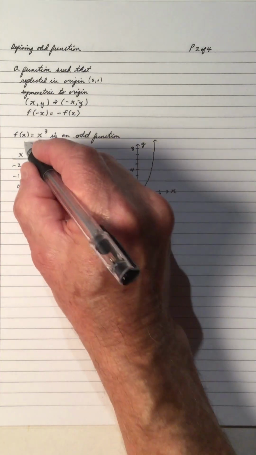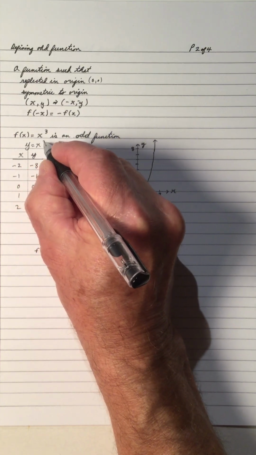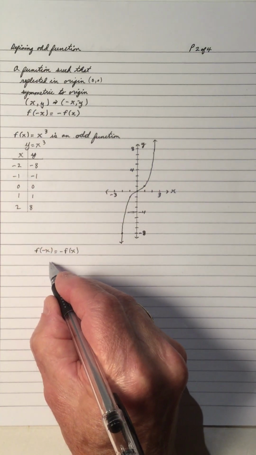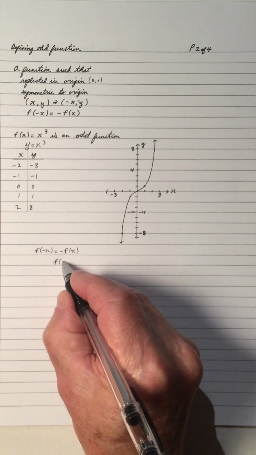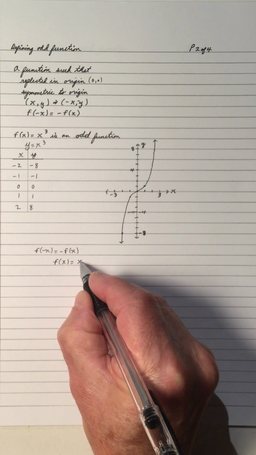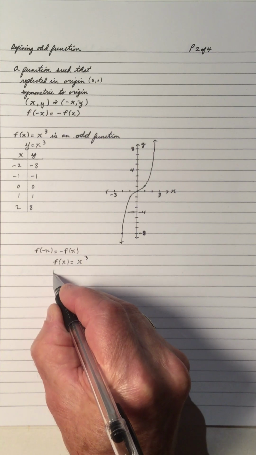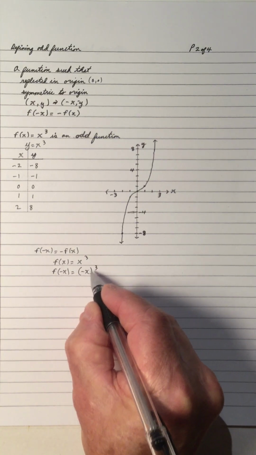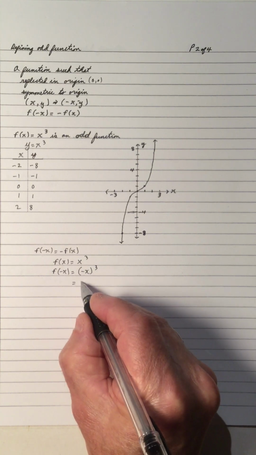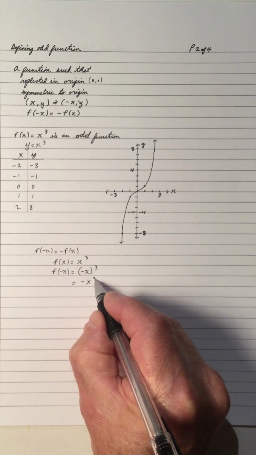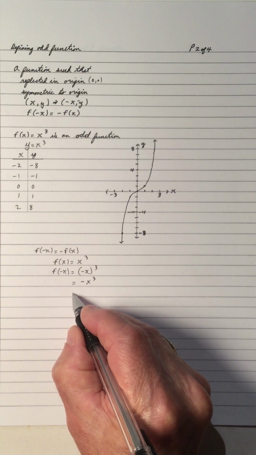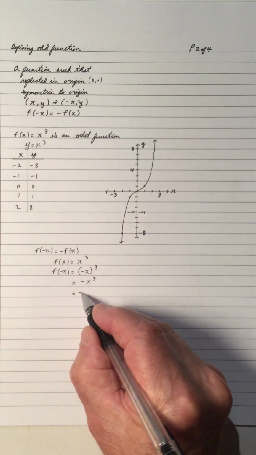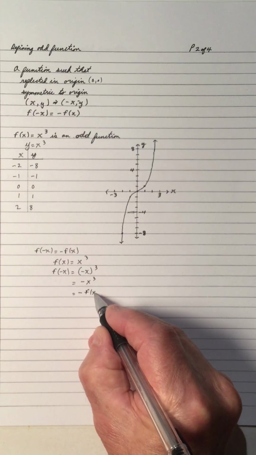So the function we had is y equals x cubed. I forgot to put that in at the beginning, because f of x is y. So our function is f of x equals x cubed. So f of negative x is equal to negative x all cubed. And a negative cubed is negative x cubed. So we have negative x cubed, which is the negative of f of x.